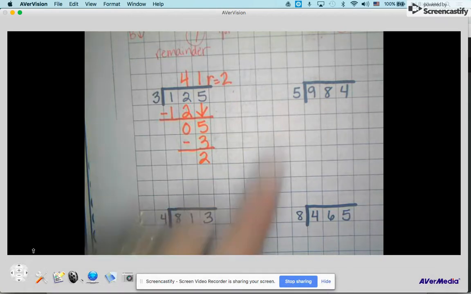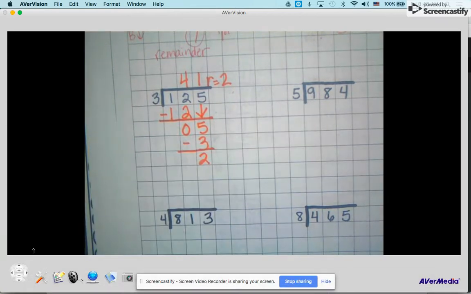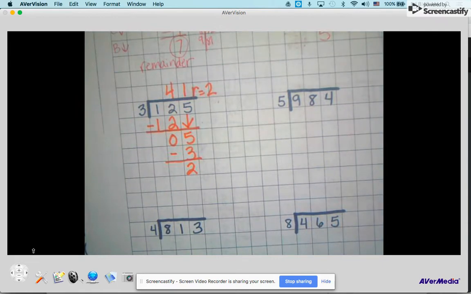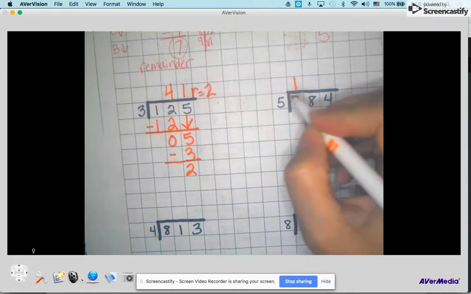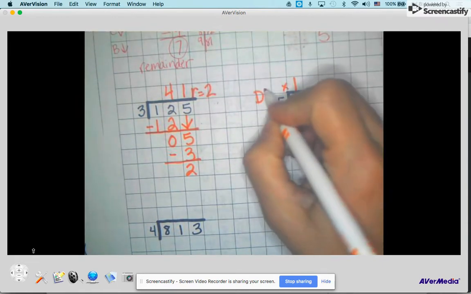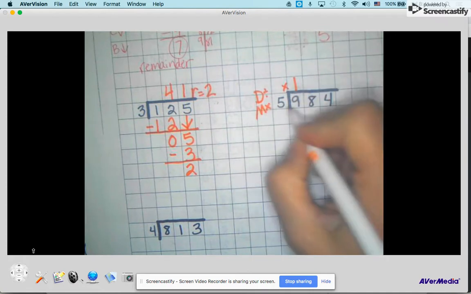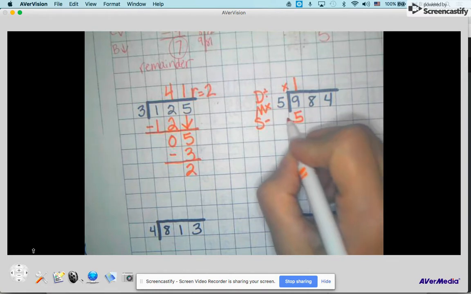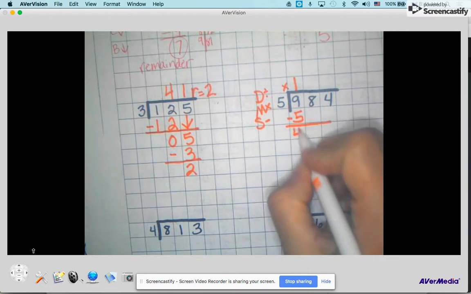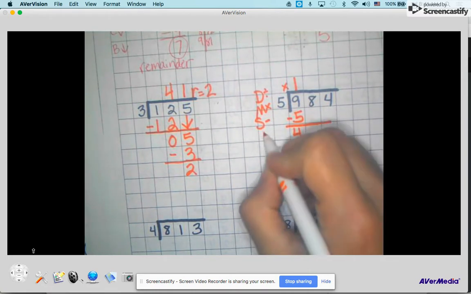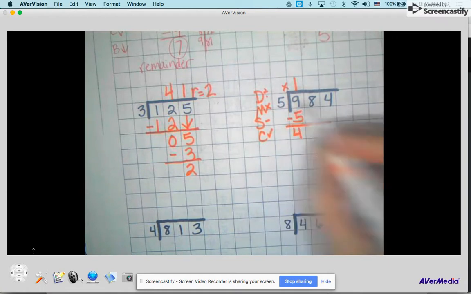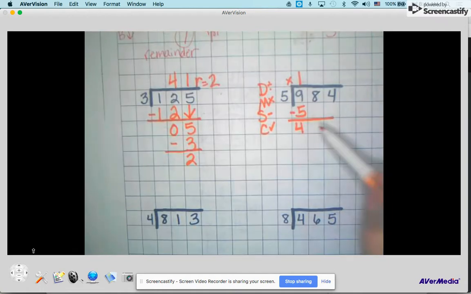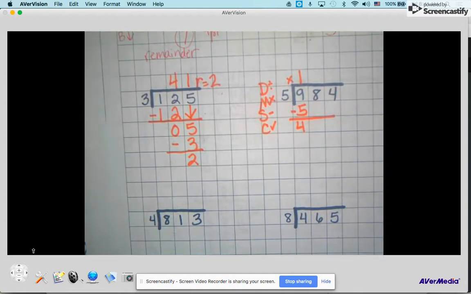All right. Will 5 go into 9? How many times? Then you multiply. Then you subtract. 9 minus 5 is 4. Wait, first you've got to check. Make sure 4 is smaller than 5. Is it? Yes. What would happen if it wasn't smaller than 5?